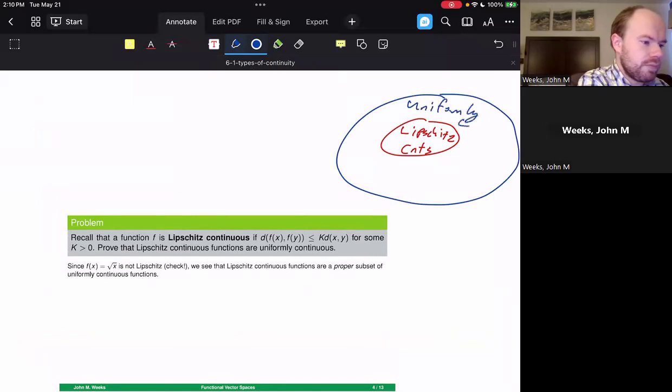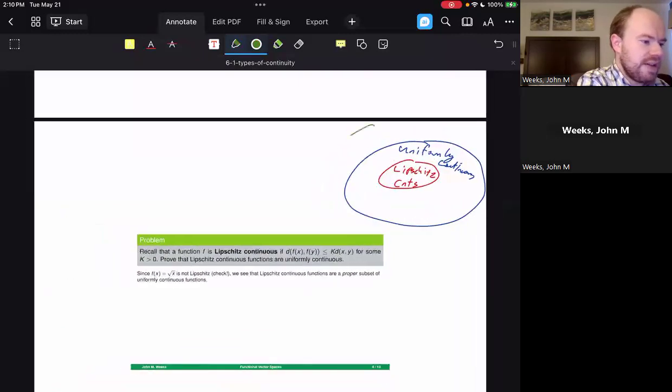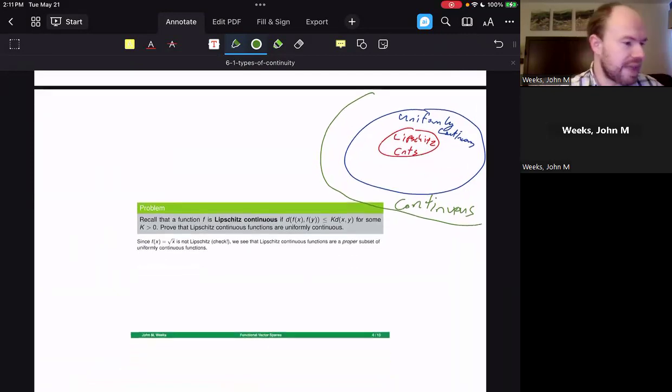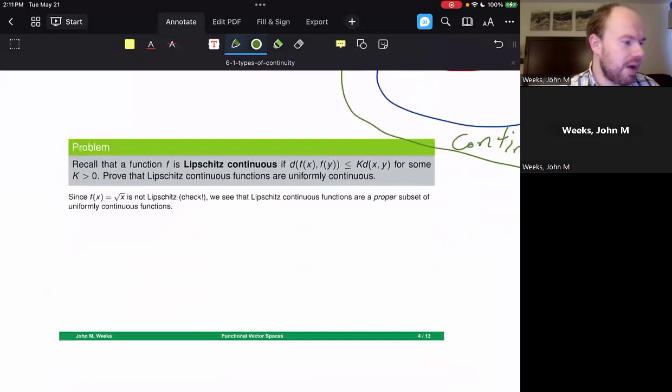In fact, you can show that all uniformly continuous functions are continuous. I think it's actually harder to show something is uniformly continuous than it is to show it is just continuous. So this is like the concentric circles we have of each of these different types of continuity. Let's show that the red circle is in the blue circle here, that the Lipschitz continuous functions are inside of the uniformly continuous functions.